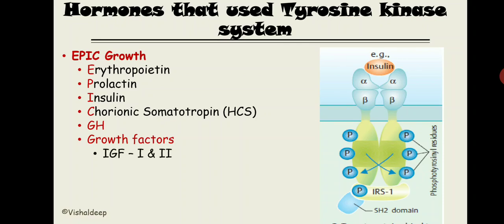Insulin like growth factor 1 and 2, nerve growth factor, and all the other growth factors all come under this heading, tyrosine kinase. So if you make this clear in your mind, the tyrosine kinase system will be used by the hormones of EPIC G. The cyclic AMP system will be used by the hormones that have C or S in their name, or the receptor having 2 in their name, right?